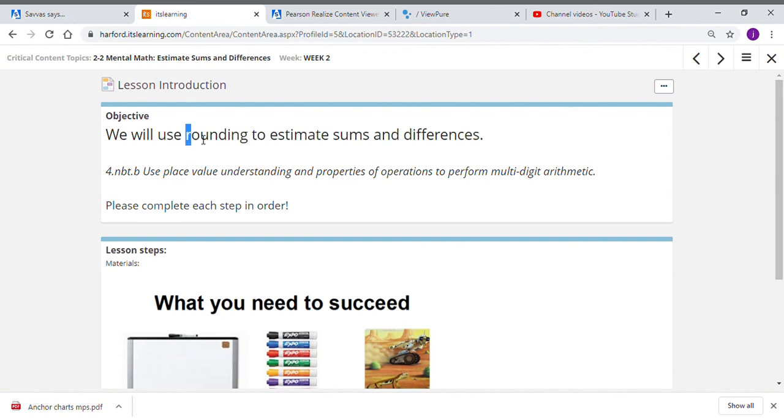So we want to make sure that we round our numbers so they are friendly. We're working with larger numbers in the thousands place and even hundred thousands place. So we're going to round those to make them friendly, and then that'll help us guess or estimate what the sums and differences are. Remember, the sum is an answer to an addition problem. The difference is an answer to a subtraction problem. We don't ever say equals or answers in 4th grade. We use sums and differences.